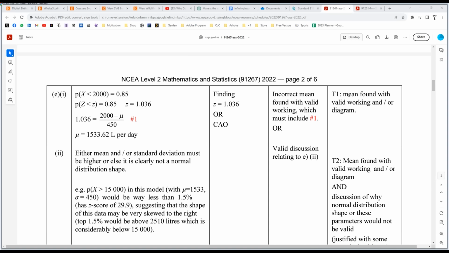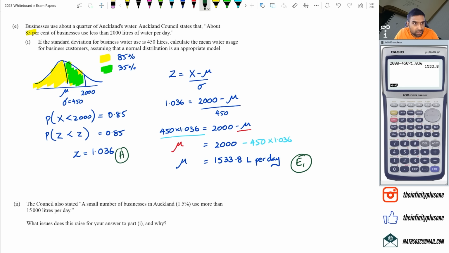All right, so T1 for this question, I'm going to put that as E1 for just the mean found, and I've got the diagram as well. Mean found with valid working. Achieved is 1.036. Merit is incorrect mean found or valid discussion. Okay, so we've got a second part to this as well. Cool, so let's go to the second part of the question.